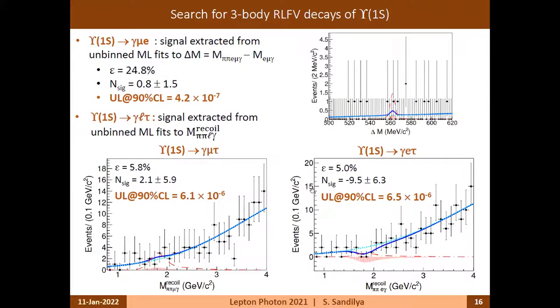And for radiative LFV, similarly, the signal is extracted from a delta m fit. And the upper limit is derived for gamma mu e around 10^-7 and for mu tau and e tau of the order of 10^-6.